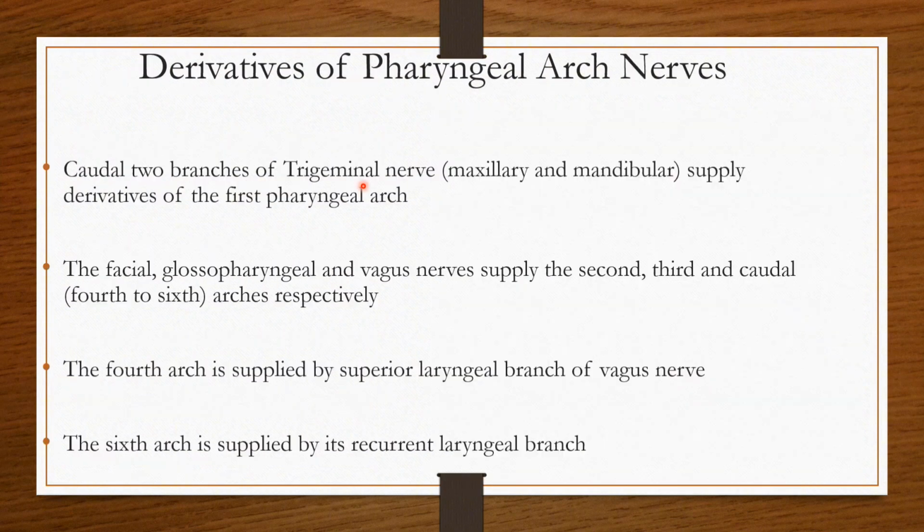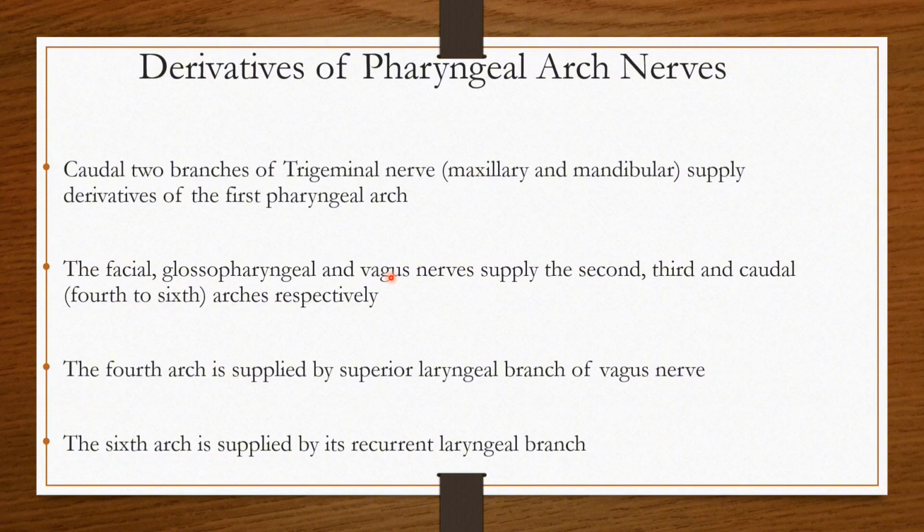So now the derivatives of the pharyngeal arch nerves. The first pharyngeal arch has two parts, the maxillary and mandibular, and the maxillary and mandibular parts of the first arch are supplied by the maxillary and mandibular branches of the trigeminal nerve. The second arch is supplied by the facial nerve. The third arch is supplied by the glossopharyngeal nerve, and fourth and sixth are supplied by the branches of the vagus nerve.